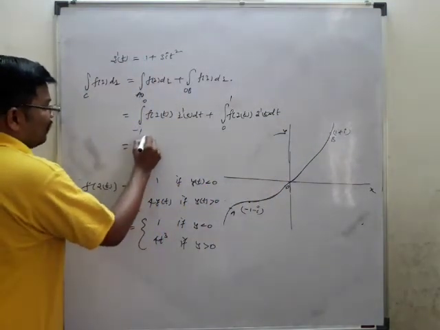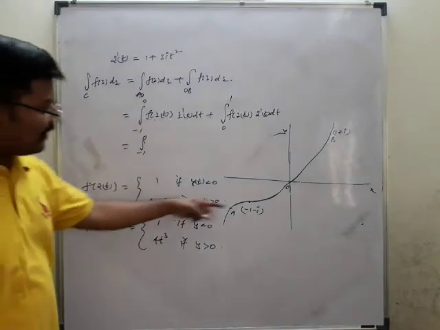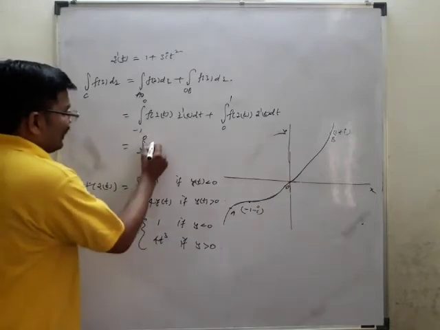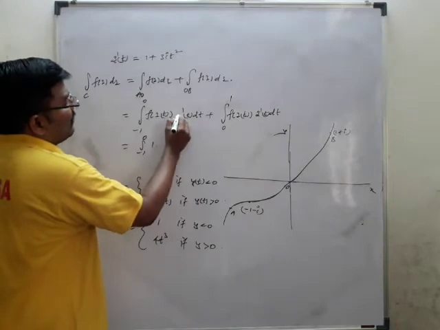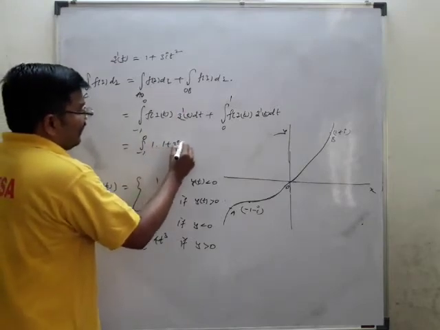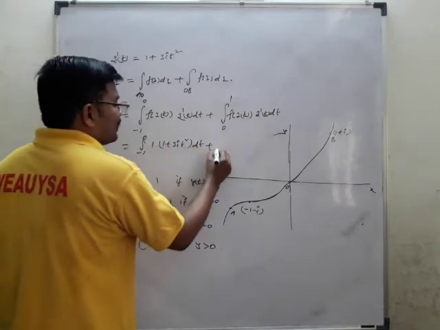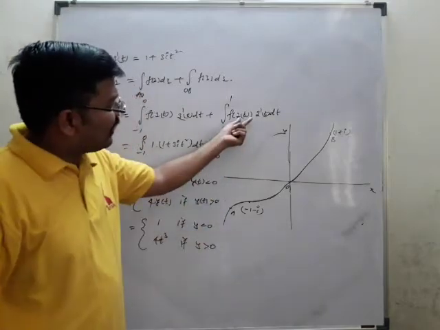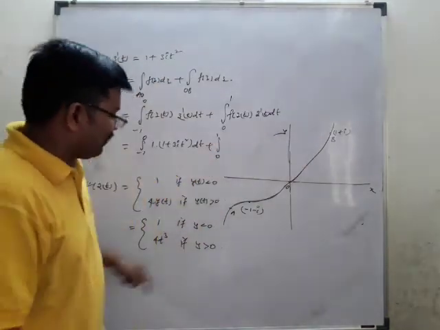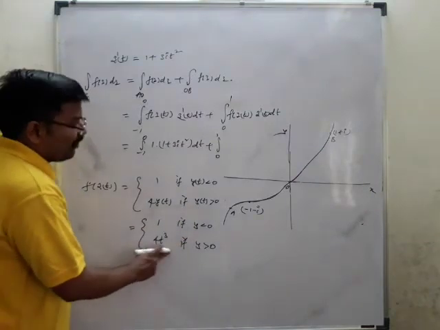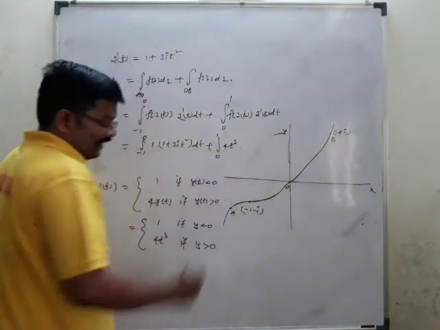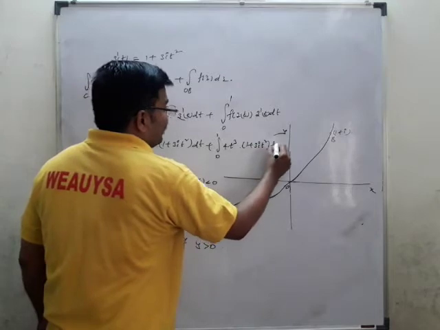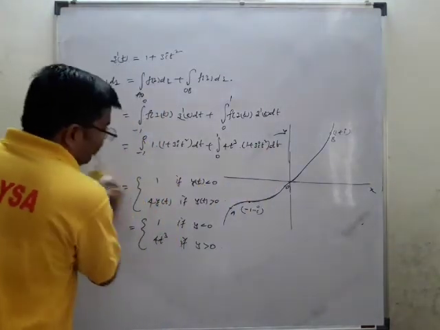Now this is minus 1 to 0, f(z(t)), because here y is less than 0, what you get is 1. So I may take this as 1, times z'(t). Now z'(t) is 1 plus 3i t squared, dt, plus again 0 to 1. Here f(z(t)), for y greater than 0, you will get 4t cubed. So 4t cubed. And z'(t) is again 1 plus 3i t squared, dt.